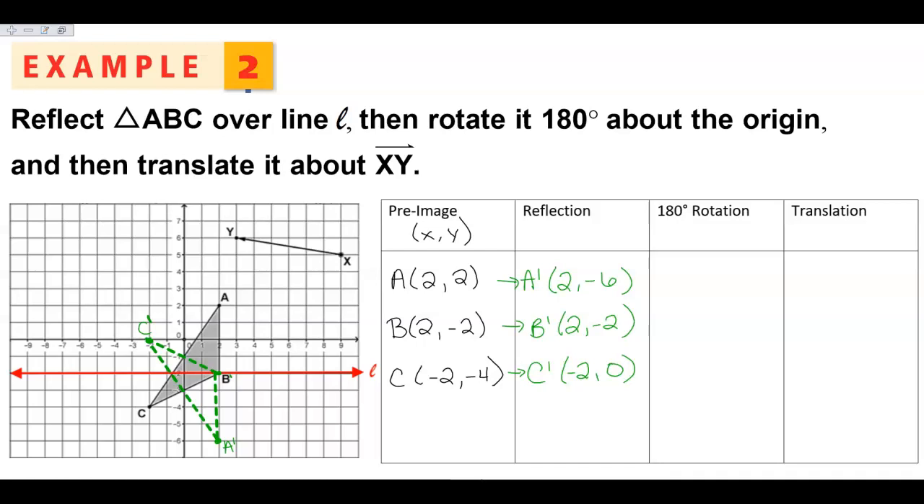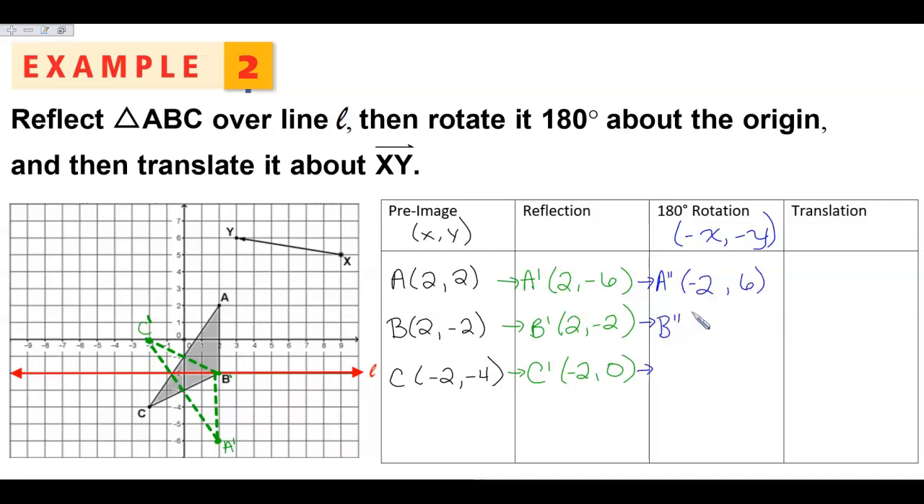All right, so I've reflected it now over the line L. And then we're going to do a 180-degree rotation. So when I rotate 180 degrees, my rule is (-x, -y). So I'm going to turn around now for a double prime, and I'm just going to negate both of these values. So instead of 2, it'll be -2. Instead of -6, it'll be +6.